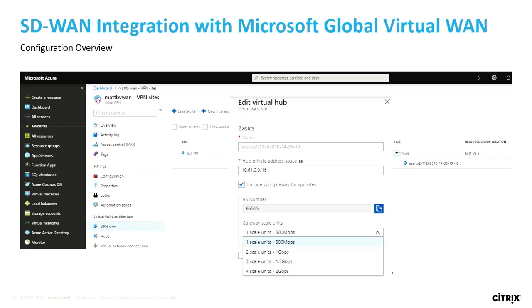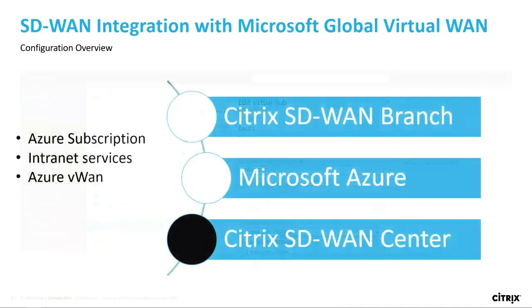And then here's the hub integration. The virtual hub is what you actually pay for. So this is where you need to do some sizing and be clear, because if you're not, you might get charged for more than you're expecting. And then the last step is with Citrix SD-WAN Center.